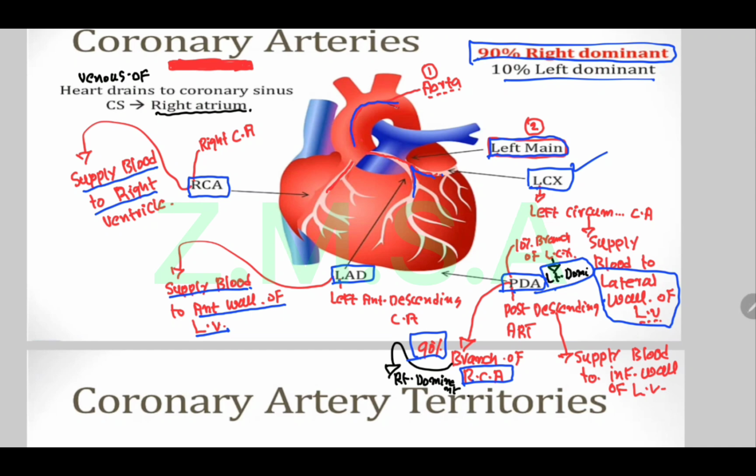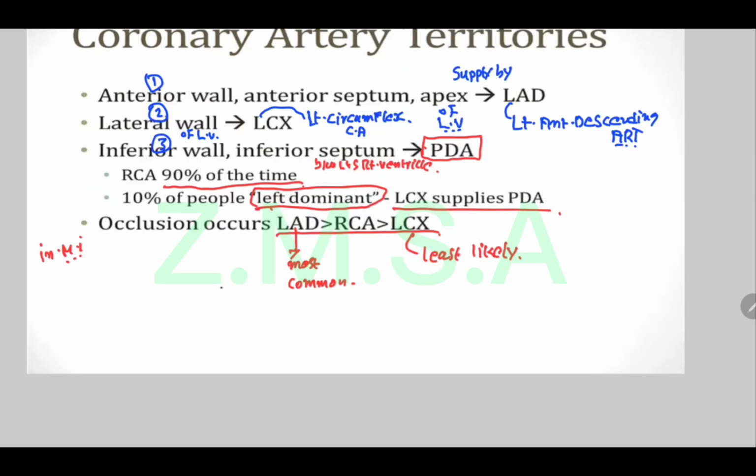So venous drainage of the heart is into the coronary sinus, and the coronary sinus drains into the right atrium. Next, let's talk about coronary artery territories, and this slide is very important regarding MI. When we discuss myocardial infarction, we will repeat this slide again.